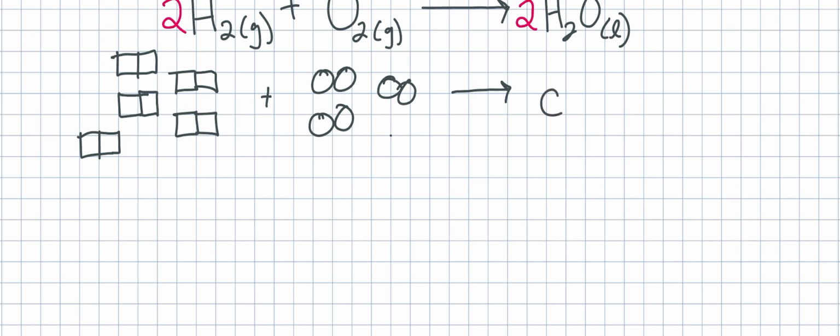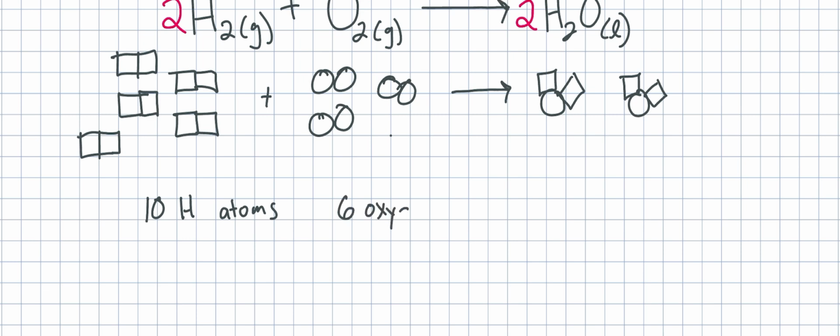Each water is going to require 1 oxygen and 2 hydrogen, so it's a 2-to-1 ratio. Since I have 2, 4, 6, 8, 10 total hydrogen atoms, so 10 hydrogen atoms, and I have 6 oxygen atoms, I know that at least with my oxygen, I can make 6 water.